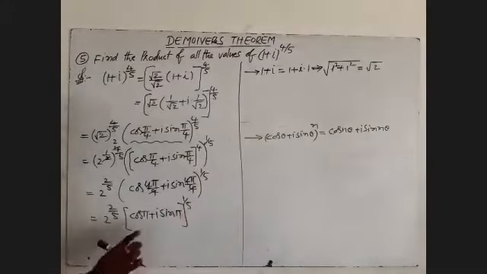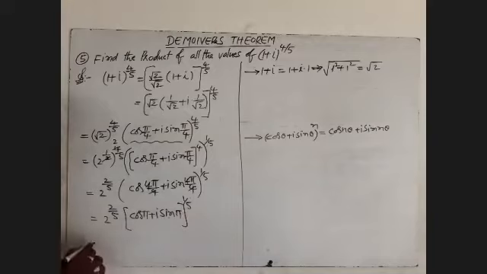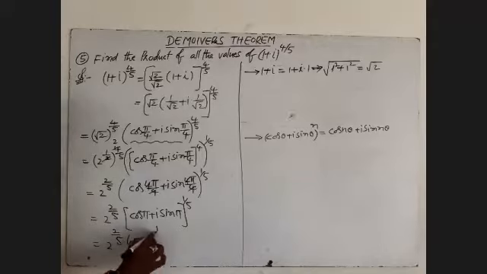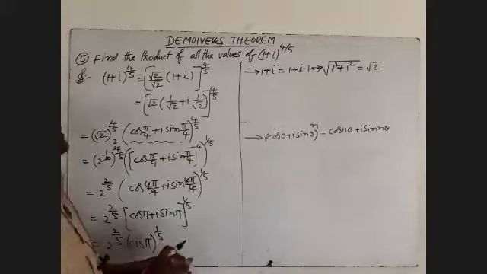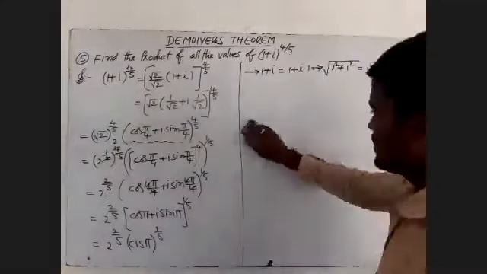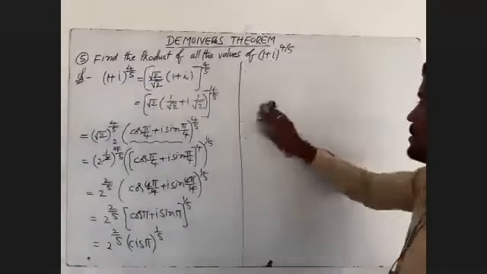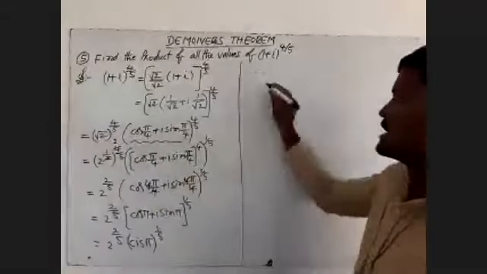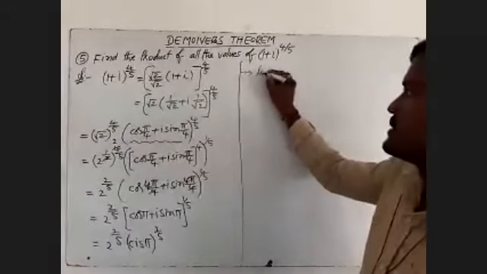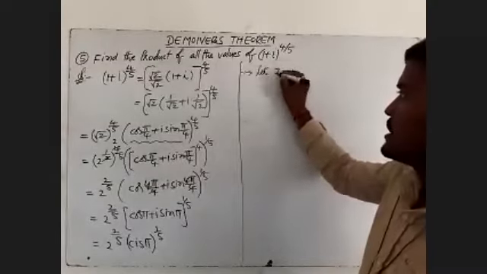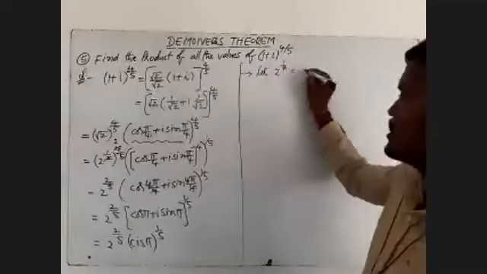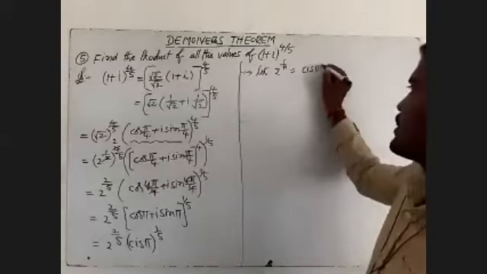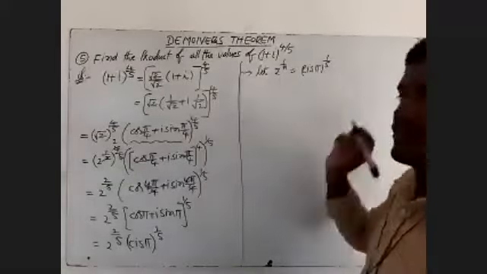Already we know that formula: cos theta plus i sin theta is cis theta, so I will write (cis pi) whole power 1 by 5. We will observe, we have to expand this one. Here we will take the value of z. Let z power 1 by n is equal to (cis pi) whole power 1 by 5.